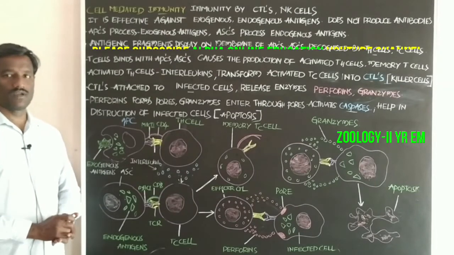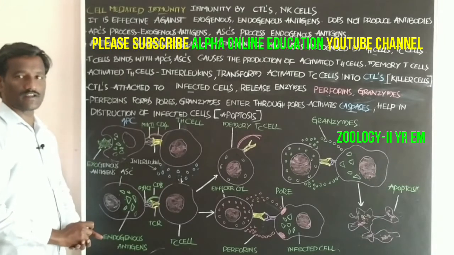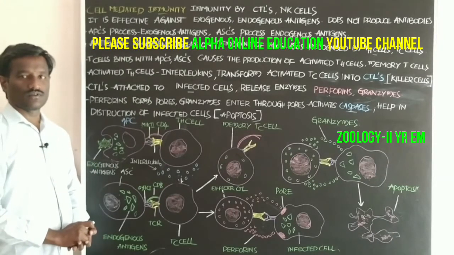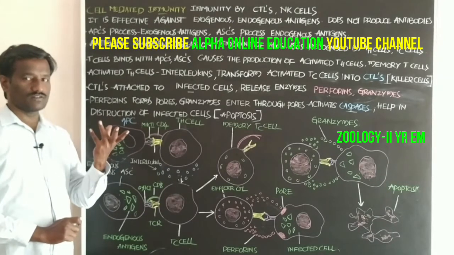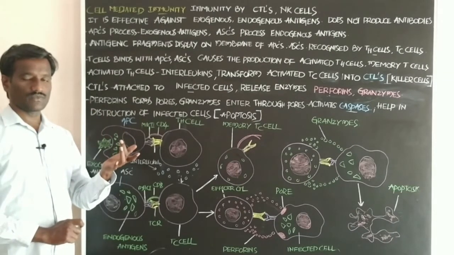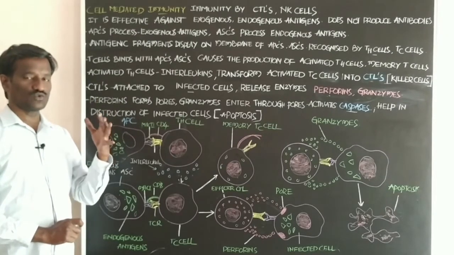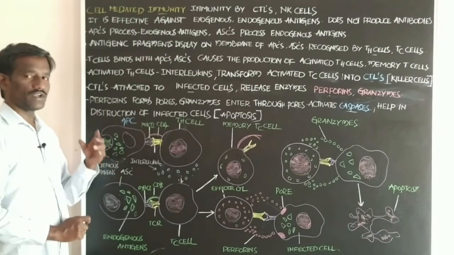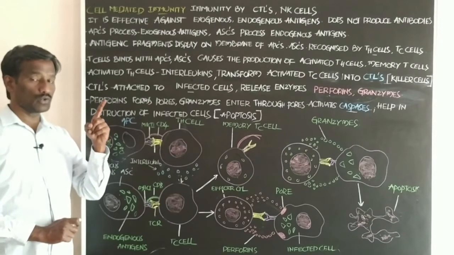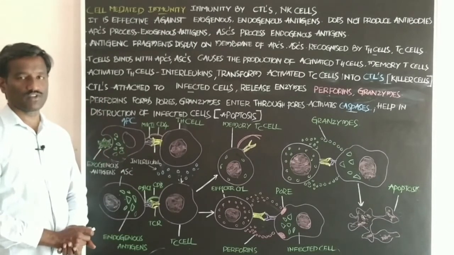Hi students, now let's discuss cell-mediated immunity. It is the second type of immunity. Based on their response against microorganisms and antigens in the body, immunity is of two types. The first one is humoral immunity. The second one is cell-mediated immunity.